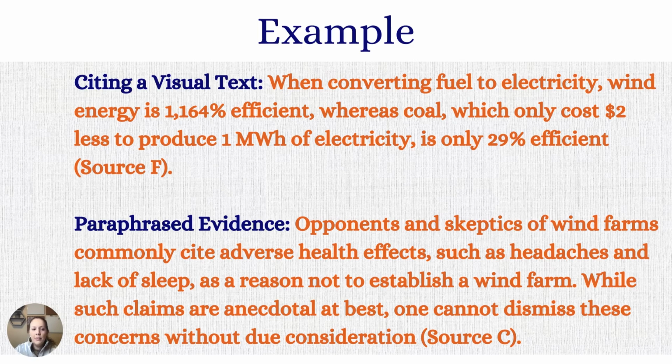Opponents and skeptics of wind farms commonly cite adverse health effects, such as headaches and lack of sleep, as a reason not to establish a wind farm. While such claims are anecdotal at best, one cannot dismiss these concerns without due consideration. And then you see that we have the exact same citation method. It says source C in parentheses, and the period goes outside the second parenthesis. So in this case, some of the key words from the source would be things like headaches, lack of sleep, even the word anecdotal. But because I put it in my own words, this is a paraphrase and not a direct quote.